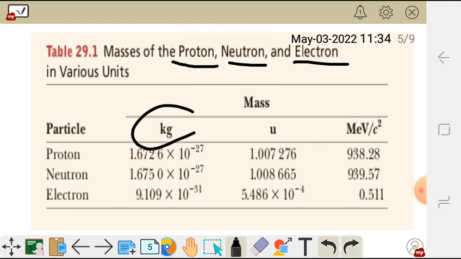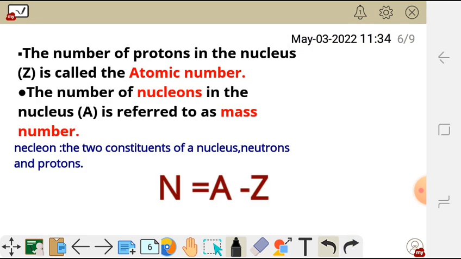So those are the masses of a proton and a neutron in different units. You can express it in kgs, in atomic mass unit, and in mega electron volt per speed of light squared. Then from there, we have what we call the number of protons in the nucleus. So the number of protons in the nucleus is simply called the atomic number. So whenever you see the word atomic number, it refers to the number of protons in the nucleus, and it is denoted by capital letter Z.